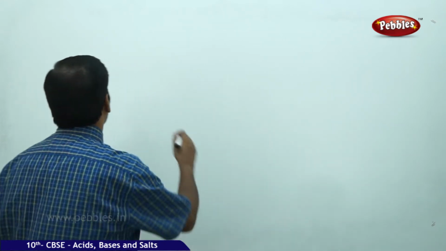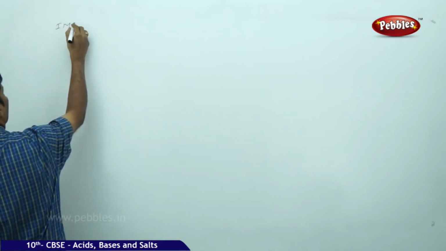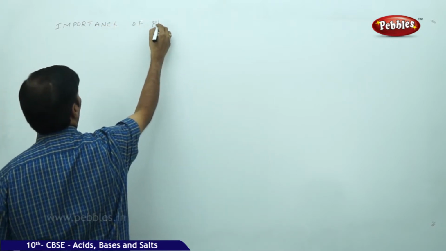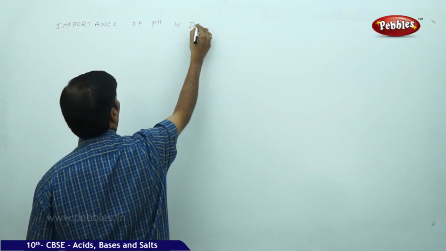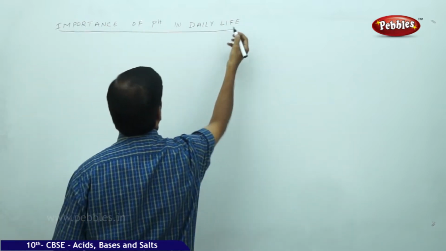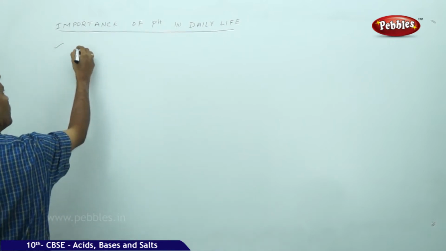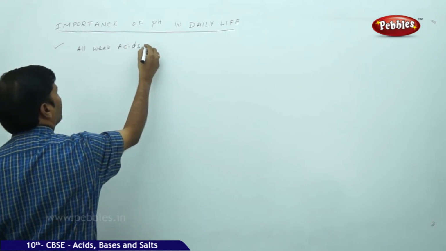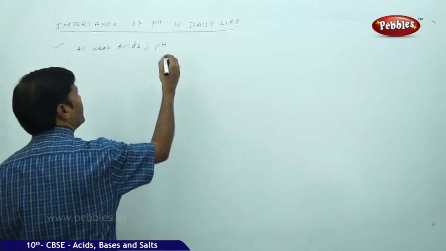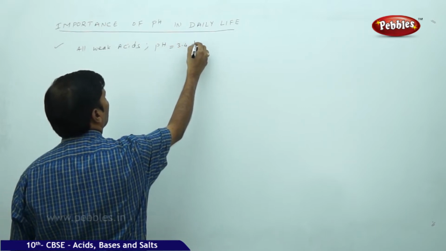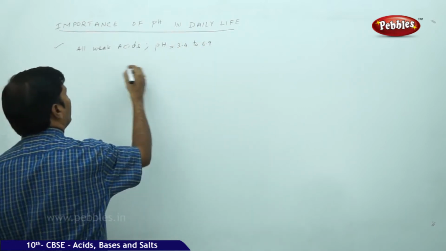So the next part of our discussion in the pH scale is the importance of pH in daily life. First, all weak acids: for all weak acids, the pH is 3.4 to 6.9.